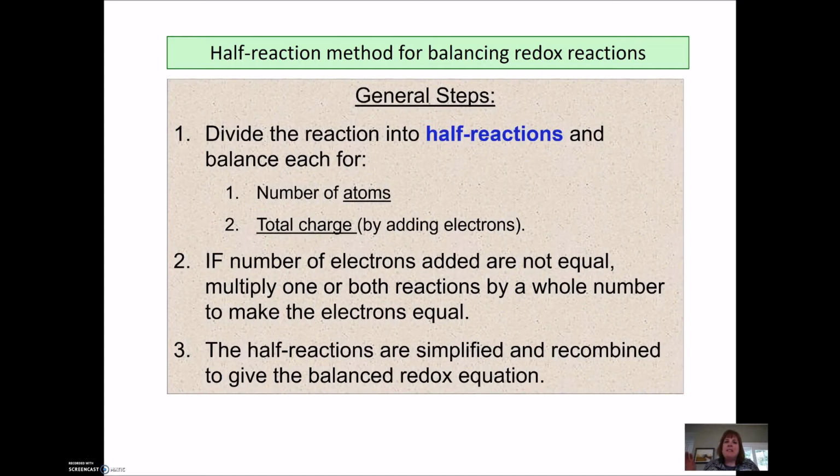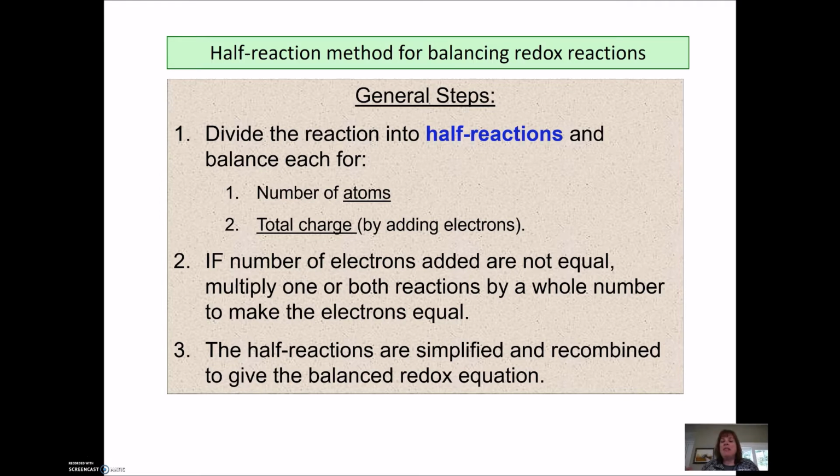So first thing we're going to do, half reaction method, is divide our reactions into half reactions. So we're going to take this whole reaction and we're going to split it in half. Then we're going to balance the number of atoms, similar to what you've done in the past, except there's going to be a new little twist there. We're going to balance charge. We're going to do that by adding electrons, because remember, redox reaction, oxidation reduction is about the transfer of electrons.